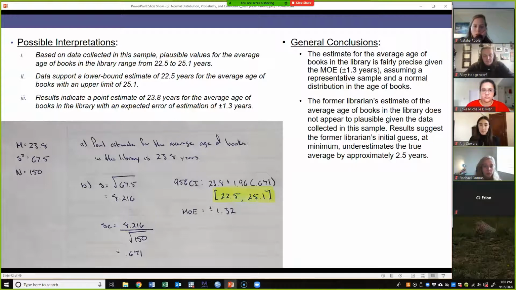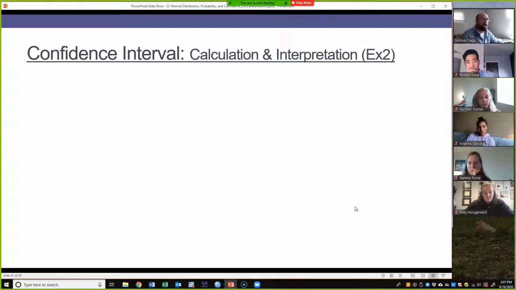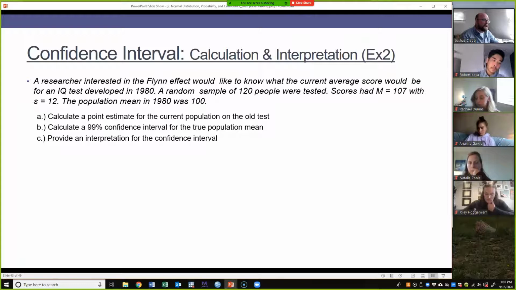Anybody have questions about what we did here, how we pulled this stuff together? Feeling comfortable with this? Okay, cool. Go to a second example, okay?